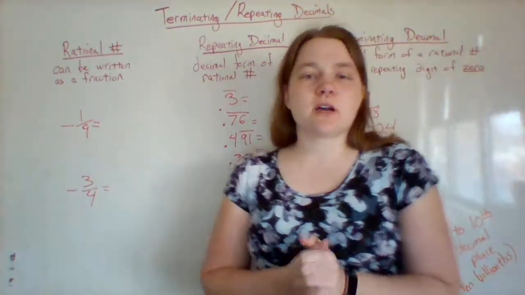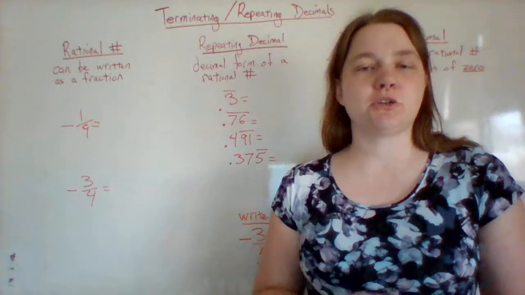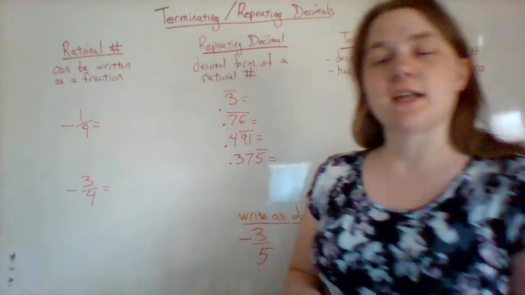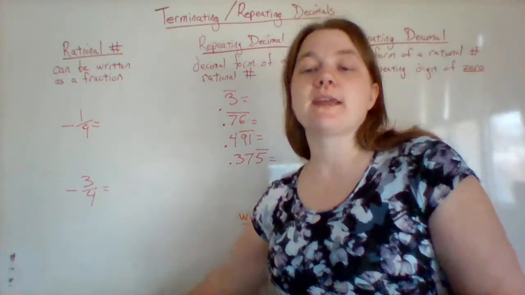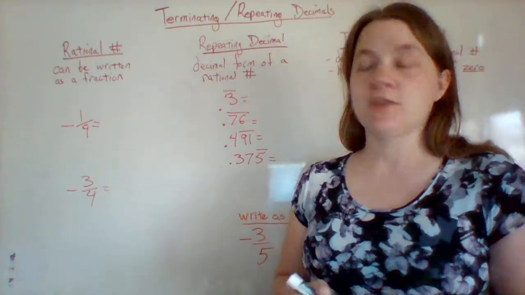This video is going to talk about terminating and repeating decimals. And there are three main terms that you're going to need to know in order to get through this section. The first is a rational number. And a rational number is any number that can be written as a fraction. It's most of the numbers that we've been working with this year.